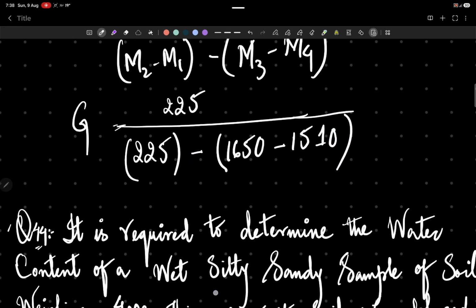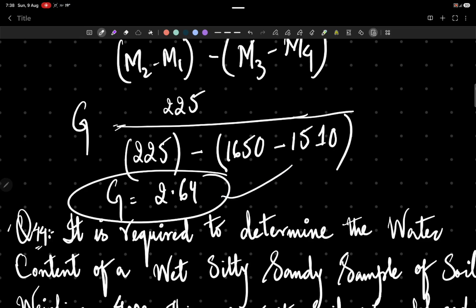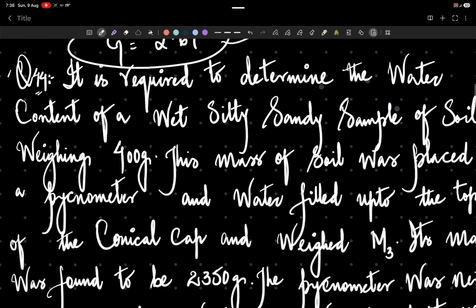Upon calculation, G is equal to 2.64. So that's how I calculated the specific gravity of the soil that was tested in a density bottle using the density bottle method, and it came equivalent to 2.64. All right, so moving on to the next one.